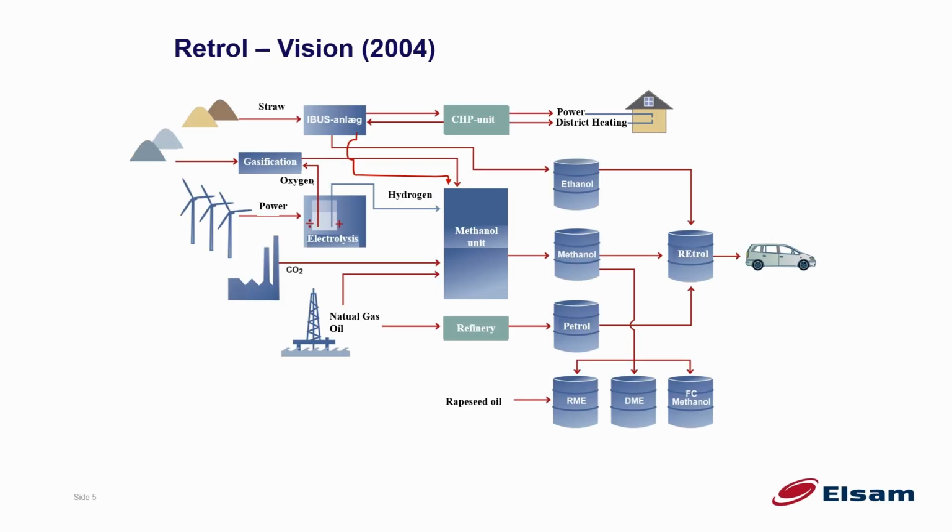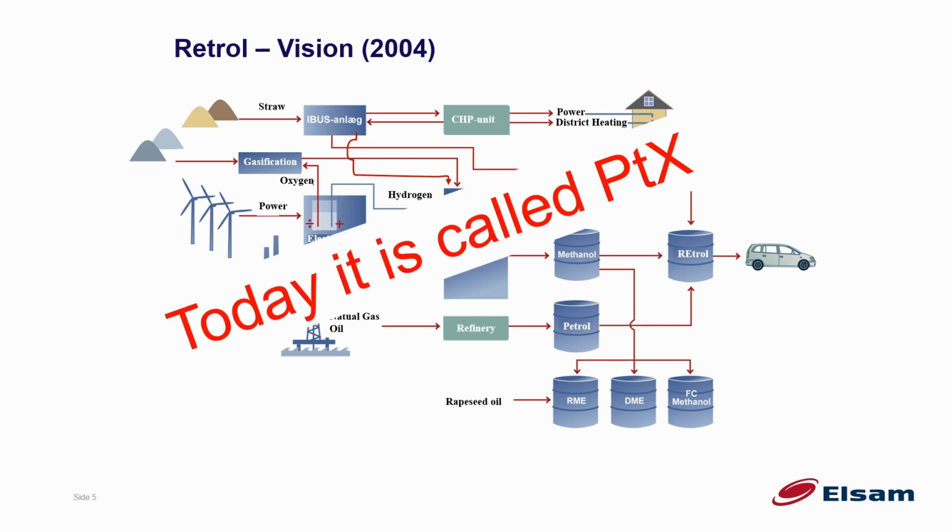In the year 2004, Elsom presented a vision of using renewable energy in the transport sector. We called this vision RETROL, Renewables in Petrol. Today, the vision is called Power to X. As you can see in the figure, we convert electricity to different kinds of transport fuels.